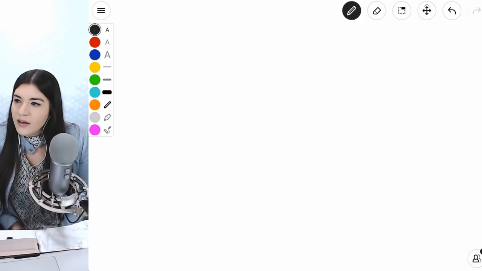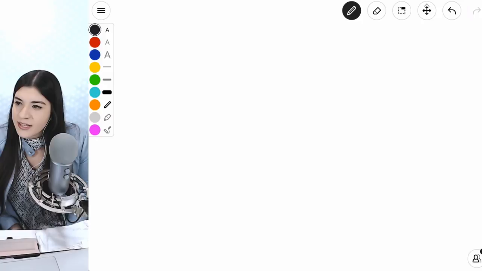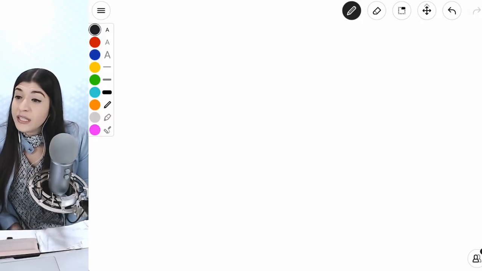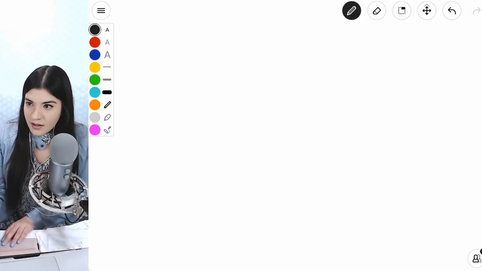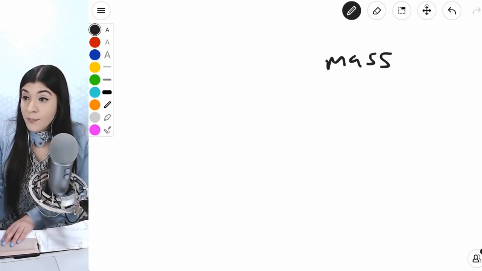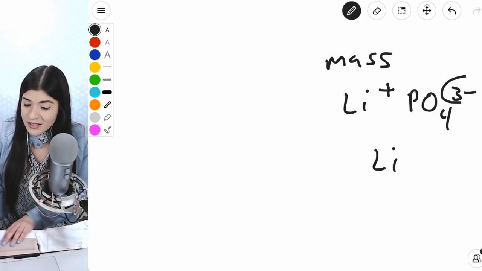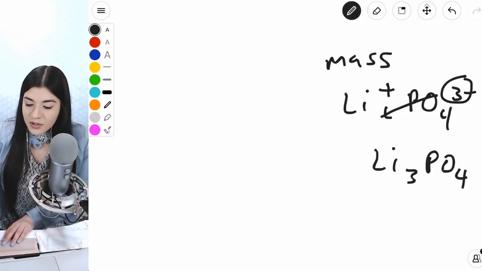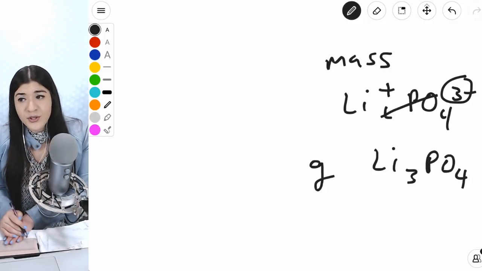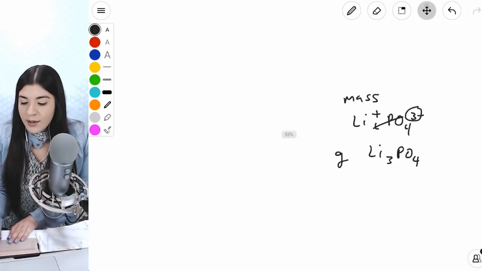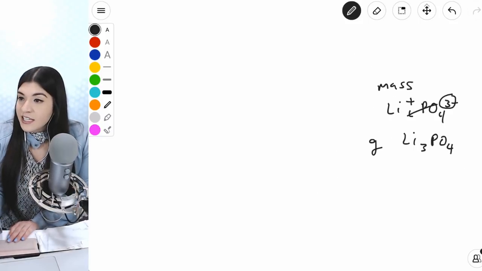Okay, let's see. We have, what mass of lithium phosphate would you need to make, and let me start writing this. So we're looking for our mass of lithium phosphate. So lithium has a +1 charge, phosphate is PO4 3-. This would have been, this 3 is going to go down. So this is really what we have. So we're looking for, mass really just refers to grams. So okay, we're looking for the grams of lithium phosphate, and let's see what we're given.